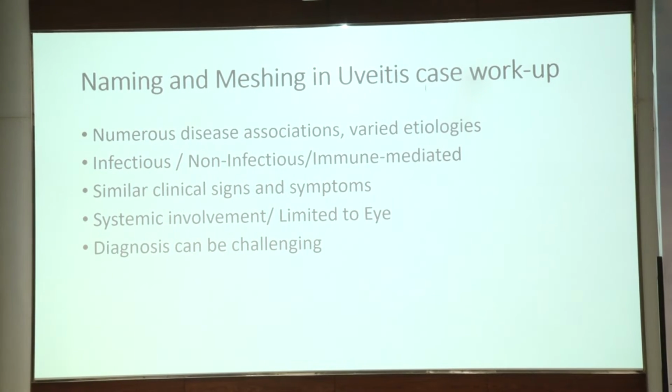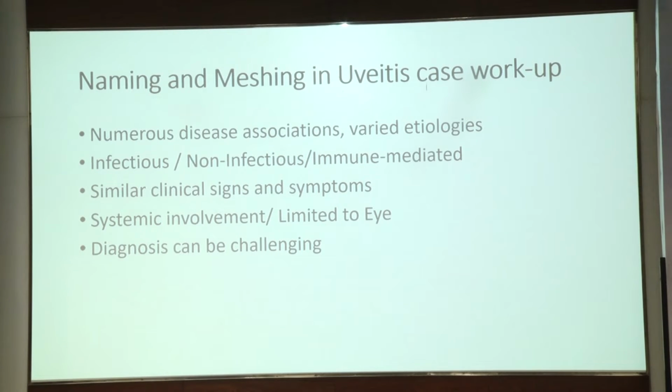As far as naming and meshing in uveitis case workup is concerned, why is it so important? Because uveitis is an entity which is associated with numerous disease associations. There can be varied etiologies of the disease. It can be infectious, non-infectious, immune-mediated, and the main thing which comes in the differentials is that similar clinical signs and symptoms will be present in almost all the entities. Also, it can have a systemic involvement, or the disease can be limited to the eye only. So the diagnosis is challenging.